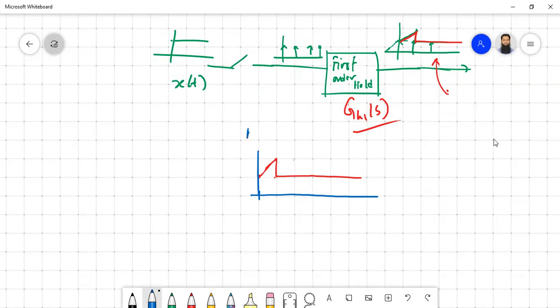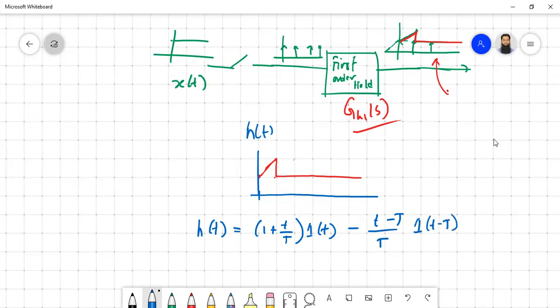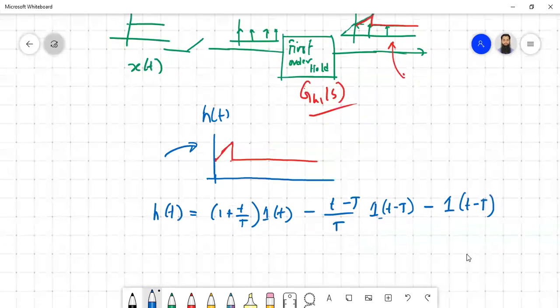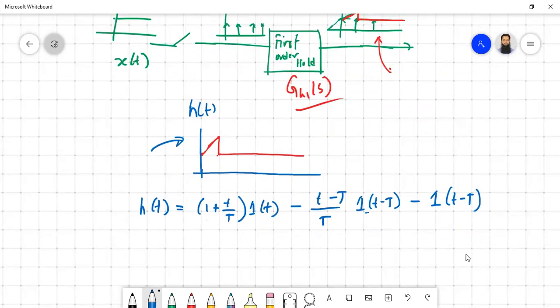Okay, now this is your output h(t). Now how can you represent it in the time domain? So h(t) is represented in this way: 1(t) plus (t/T) slope, then 1(t) minus ((t−T)/T) into 1(t−T), another step signal, minus 1(t−T). So this graph is represented by this equation. How this is happening is, as you can see, the first 1(t) is basically this value. And t/T, that is the slope, is giving you this value. So this one added with this one, this is what we are getting.